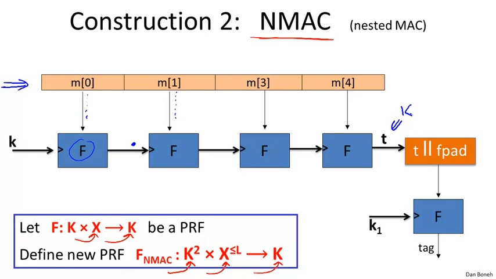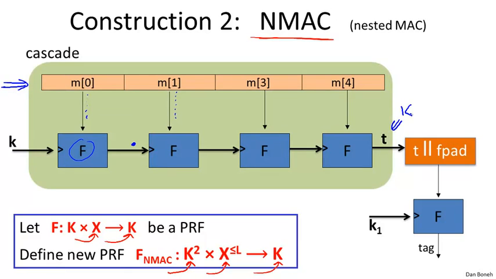Okay? And just as before, if we stop here, the function that we obtain is called a cascade function, and we're going to look at cascade in more detail in just a minute. So the cascade will output an element in K. However, as we'll see, that is not a secure MAC. To get a secure MAC, we need to map this element T, which is in K, into the set X. Typically, as we'll see, NMAC is used with PRFs where the block length, X, is much bigger than the key length.